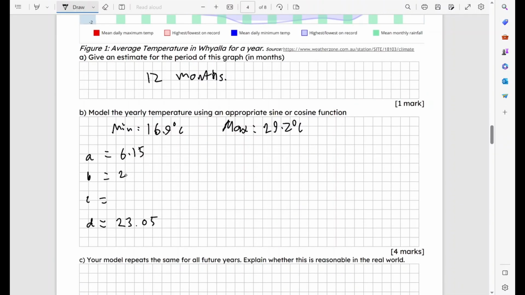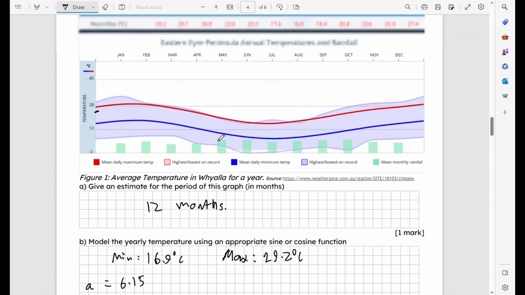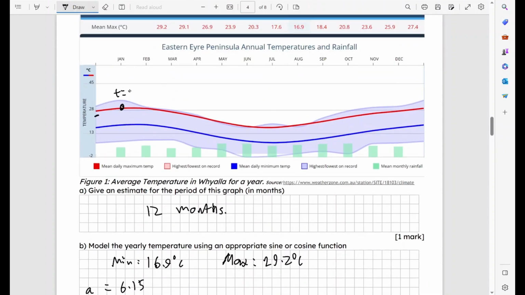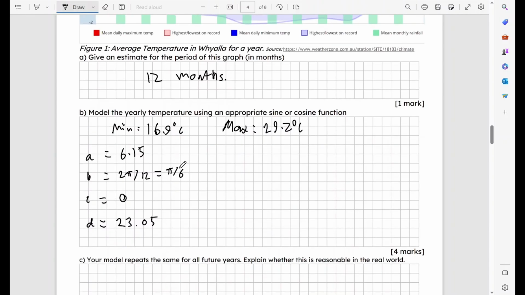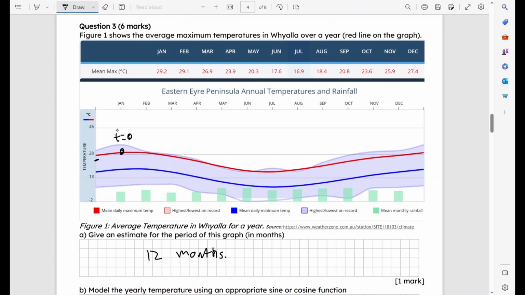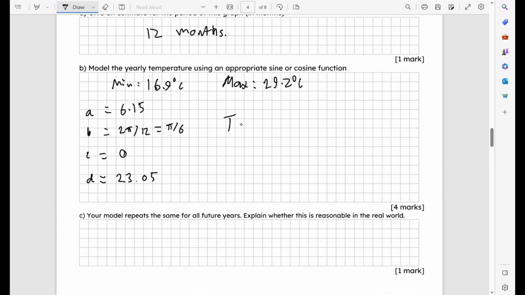Also, it's the number exactly in the middle of 16.9 and 29.2. Now, B value is going to be 2 pi over the period, or pi over 6 if you'd like. Notice that the maximum does happen at t equals 0, which is January. So we can model this as a cosine function with no translation, because a cosine function tends to start at the top. So temperature, big T, is going to be 6.15 cos of pi over 6 t, plus our D value, 23.05.